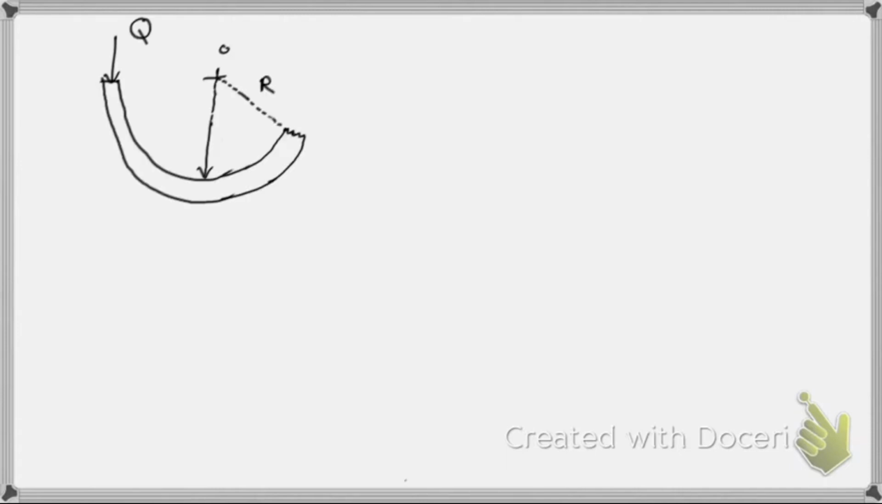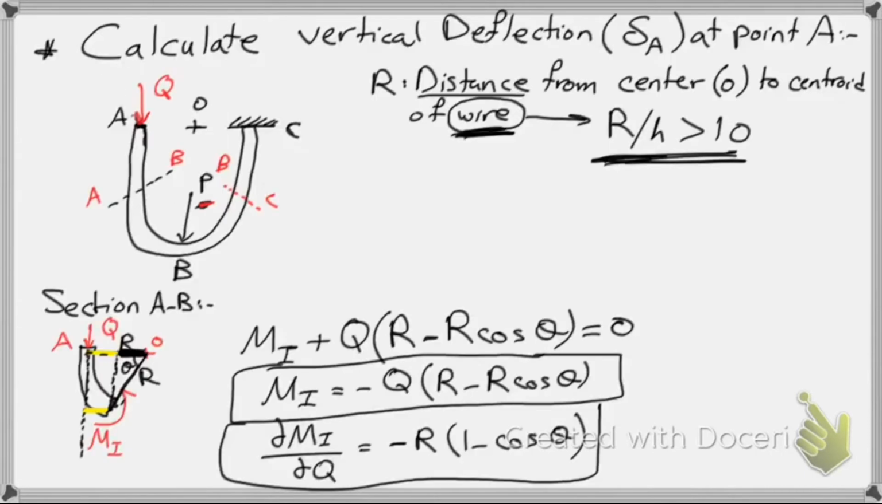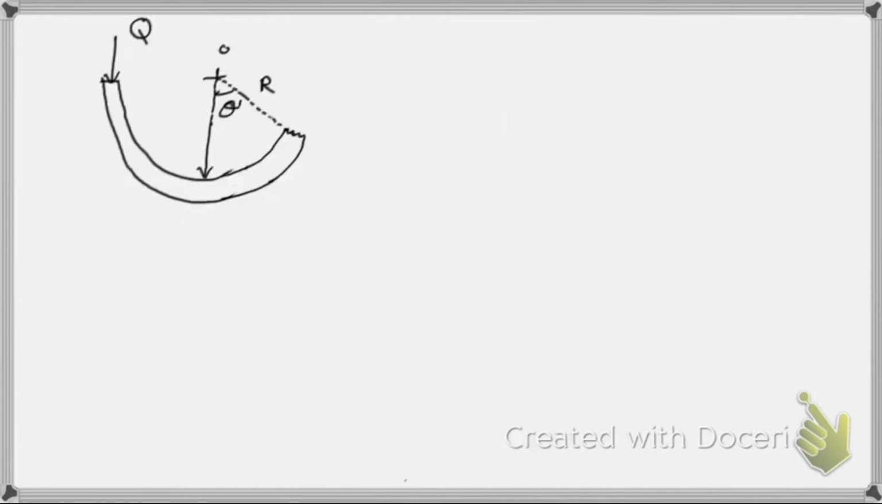So for section cut BC, it's going to look something like this, and here is theta prime. The reason I call this one theta prime is because we already used theta in section cut AB, and we called this one right here theta. So we call this one theta prime just for convenience when we're trying to solve the problem.